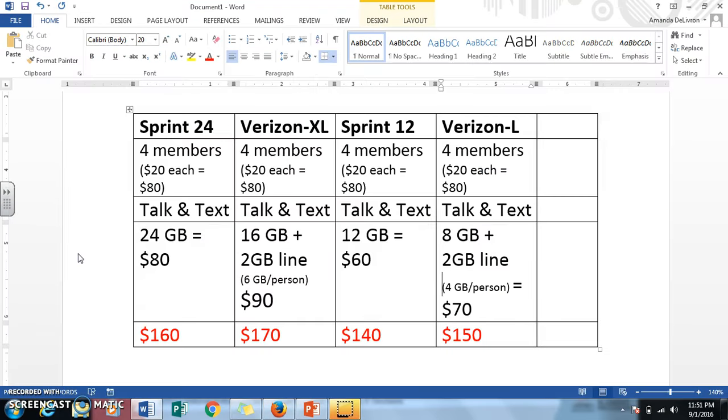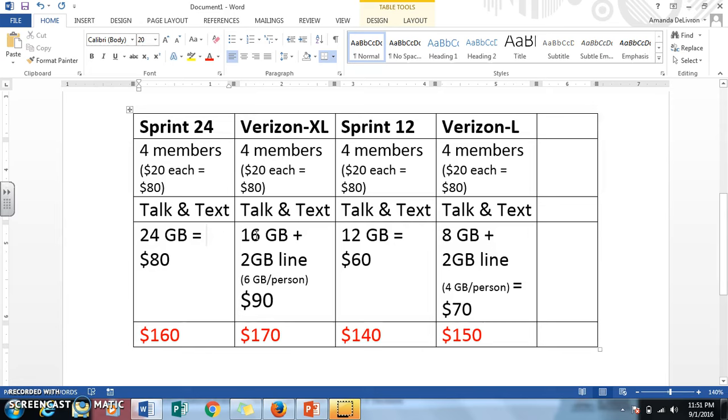I went ahead and reorganized my chart just a little bit so it goes from highest gigabyte usage to lowest gigabyte usage, especially since all of these plans are able to include 4 members and they have unlimited talk and text. It's this row right here that really has most of the important information, as well as the price line row. So Sprint right now has 24 gigabytes, that's $80 a month.